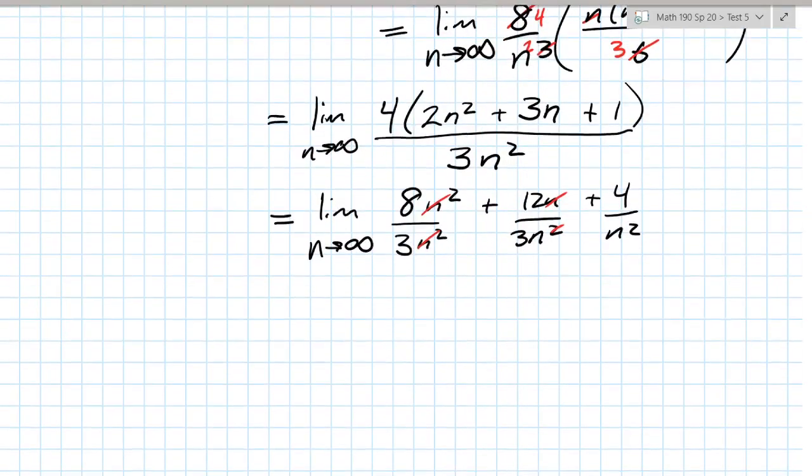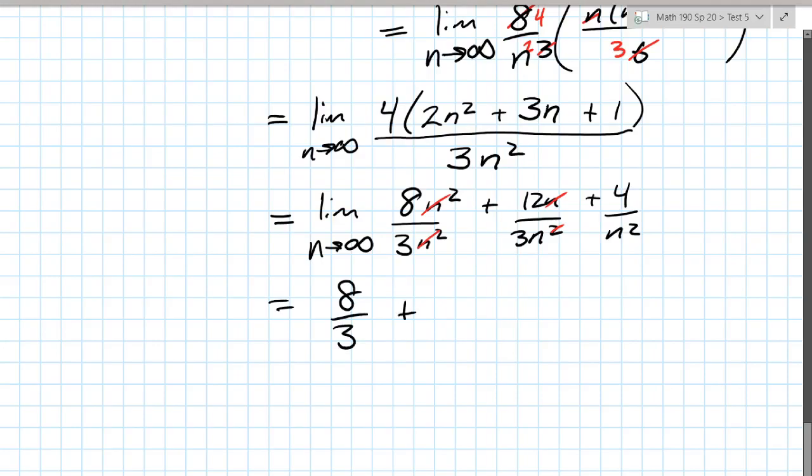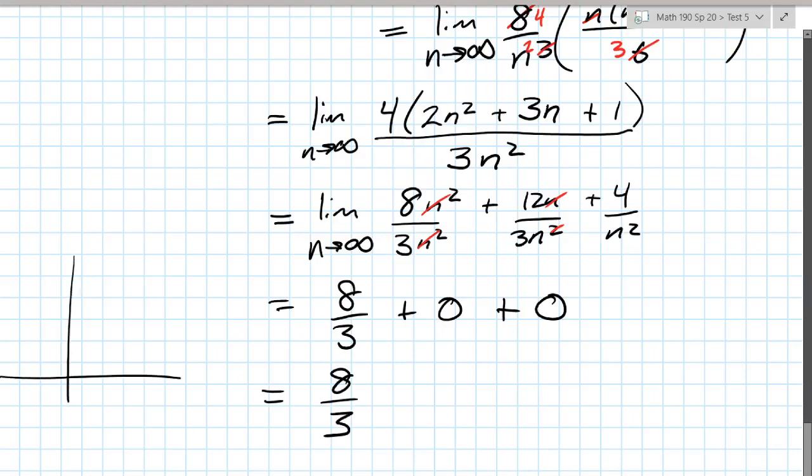Now we can evaluate the limit. We don't have any more indeterminate forms. So the limit of 8/3 is 8/3. The limit of 12 over 3n is 0. The limit of 4 over 3n squared is 0. So we have our solution, 8/3. That is, the area under the curve x squared from 0 to 2 is 8 thirds.